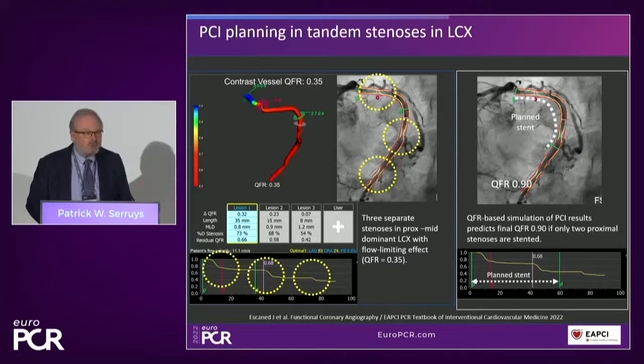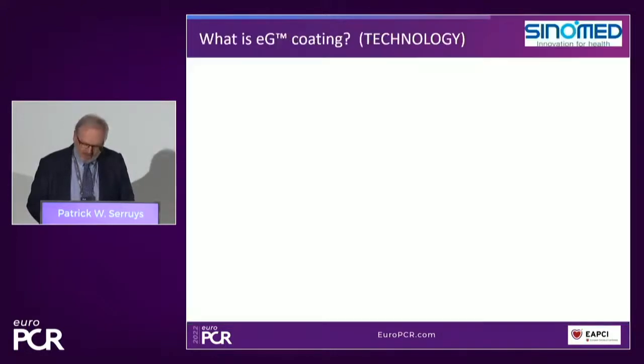I love also these slides. Keep that slide. These slides are available, showing how to calculate without a planner in a very simple way that the third lesion should not have been treated, because if you treat the first two, you already get a QFR of 0.9.